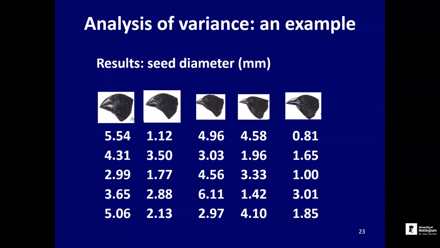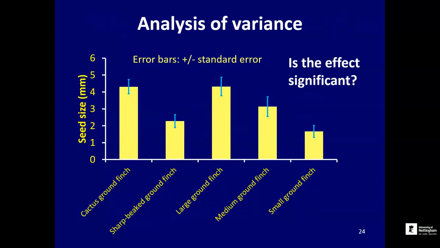So we go out in the field and we collect a bunch of data on the seeds that are being chosen by these birds in the wild. I've given you some example data on screen. Here we've got 5 seeds for each species measured in millimeters. Even eyeballing the data, you can spot that there might be some patterns here, but we need to know whether those patterns are real.